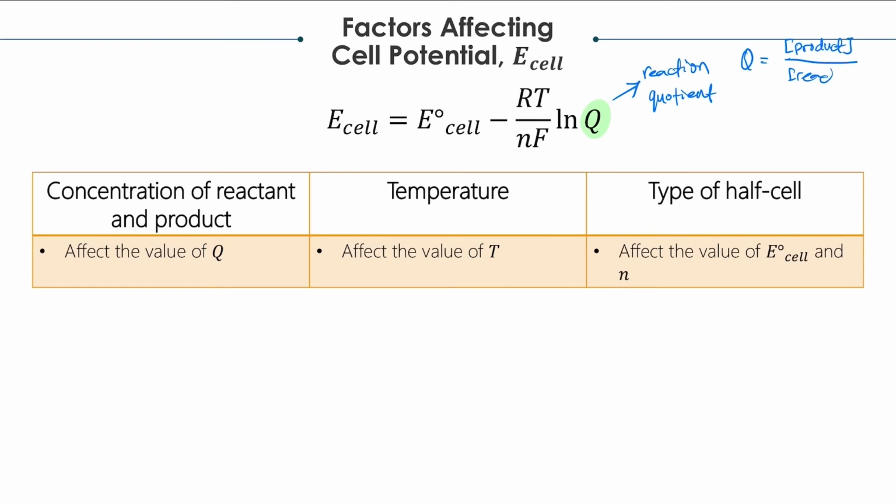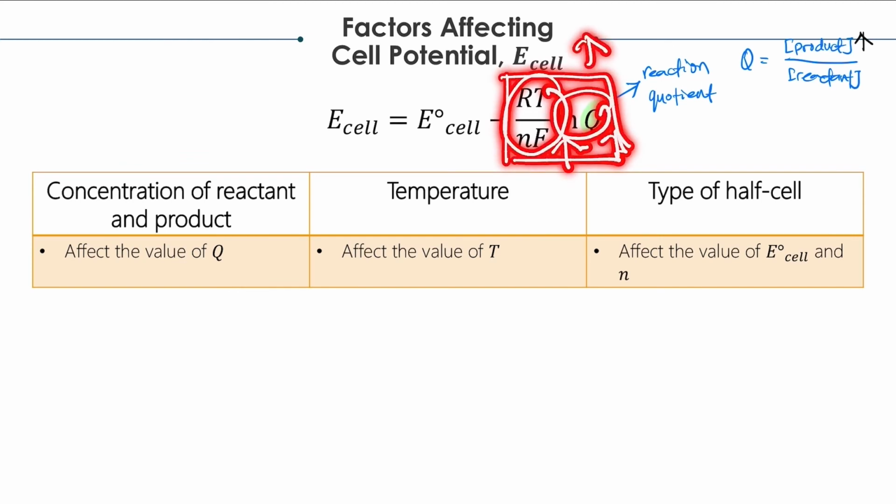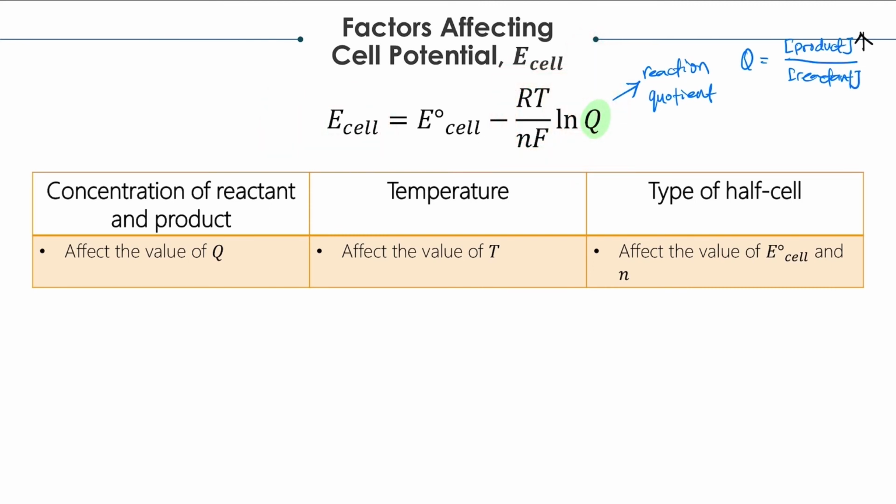So let's look at the first case, if we increase the concentration of the product. When we increase the concentration of product, the value of Q will also increase. So when the value of Q increases, ln Q will also increase, and then all of RT over nF times ln Q will also increase. So when E° cell minus a number that increases, what happens to the value of E cell? E cell will decrease.